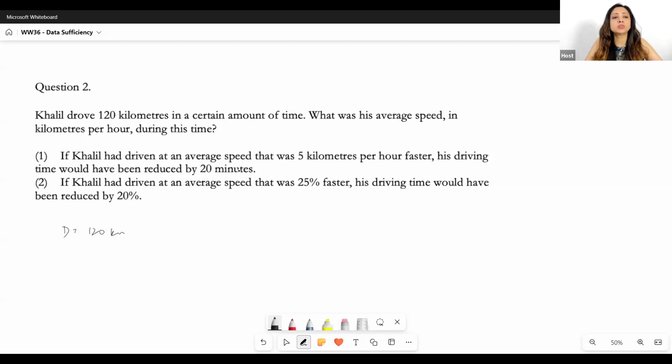All right, let me also take a look at statement 2 once, just in case that is easier, I will come back to statement 1.